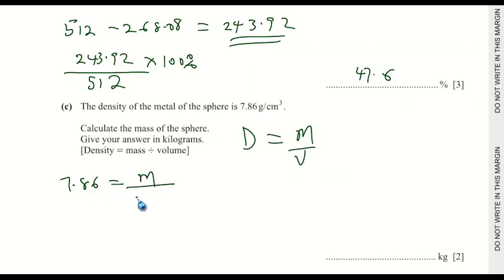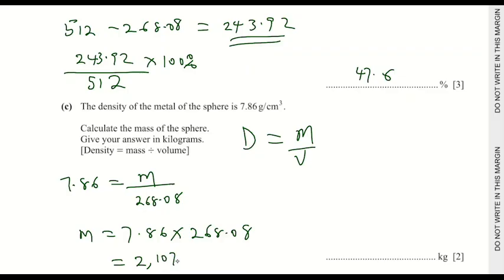Then the volume is already 268.08 as calculated earlier. If you cross multiply, you see that the mass equals 7.86 multiplied by 268.08, and I think that should give us 2107.1088. So we need to leave our answer in kilograms.